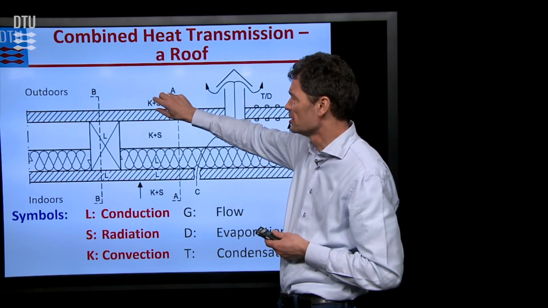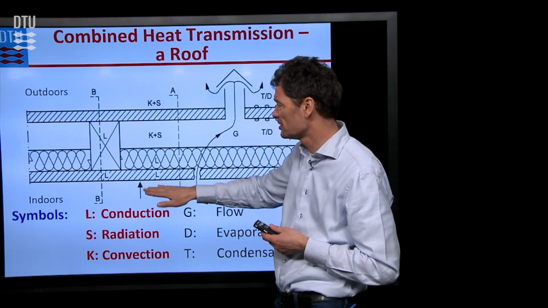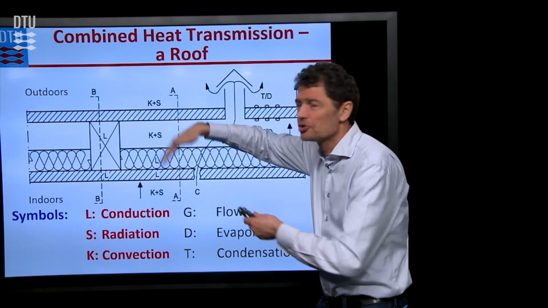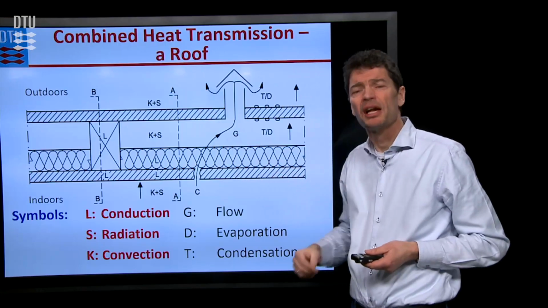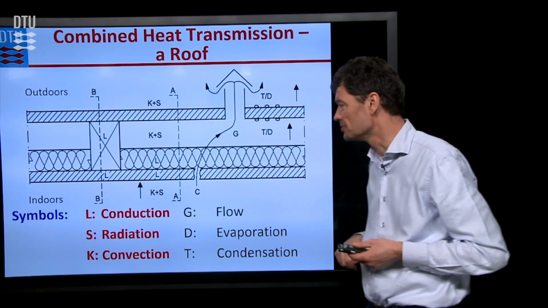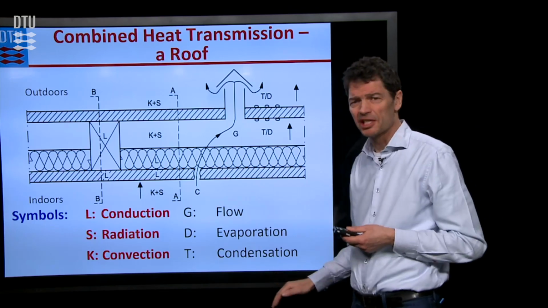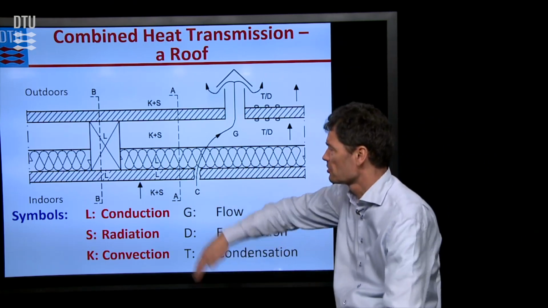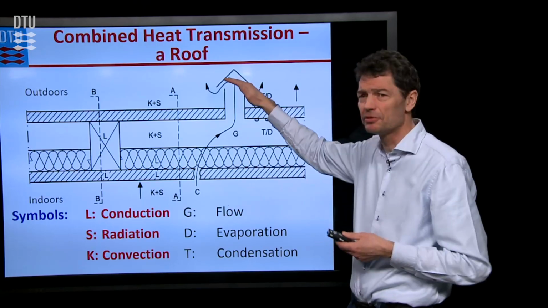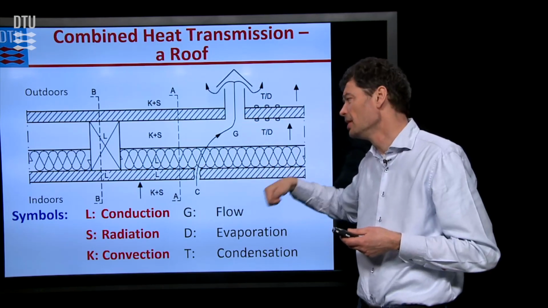Also, I should mention finally that at our exterior surfaces and interior surfaces, we also have heat transmission from the roof towards the outdoor and indoor environments, and that takes place also by convection and radiation. Finally, there are some other transport forms whereby we have a macroscopic flow of air, for instance, all the way through the roof that might carry some heat also.